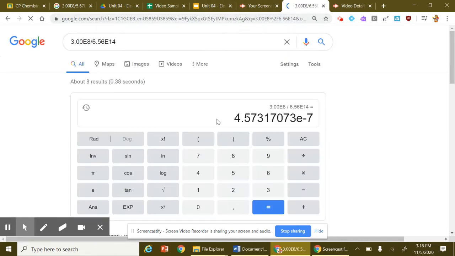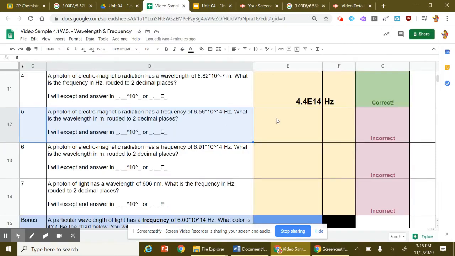All right, what's the answer here? 4.57 times 10 to the negative 7th. Does that work? Hey, it works, and this is meters.